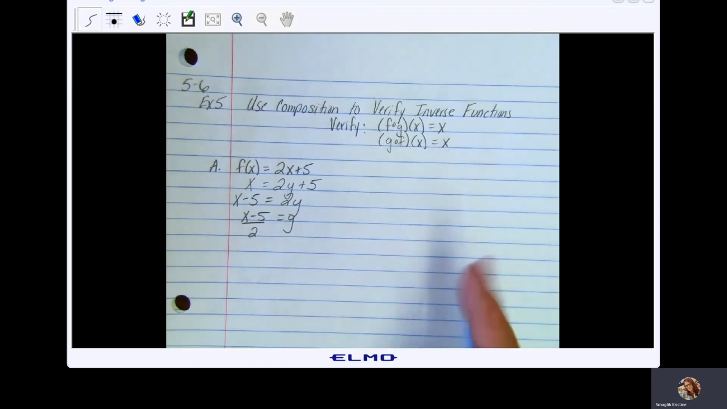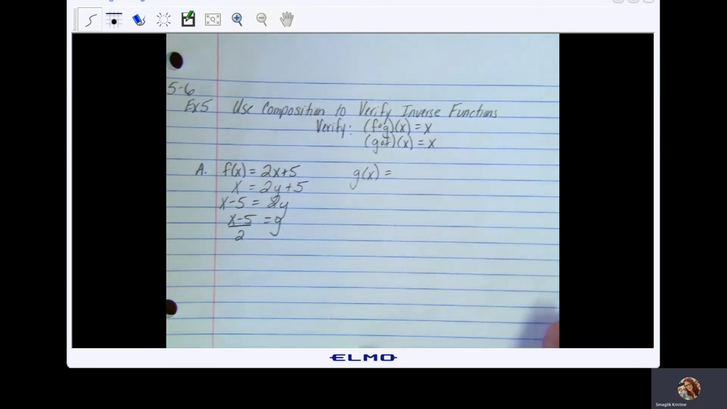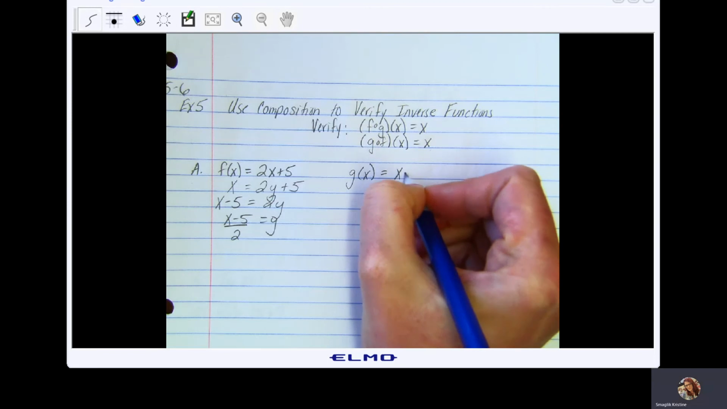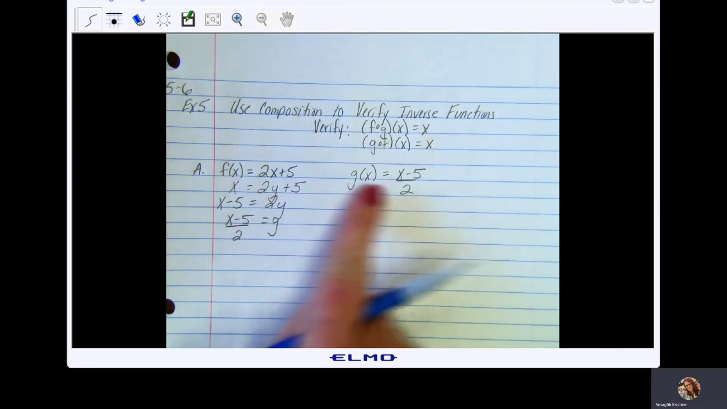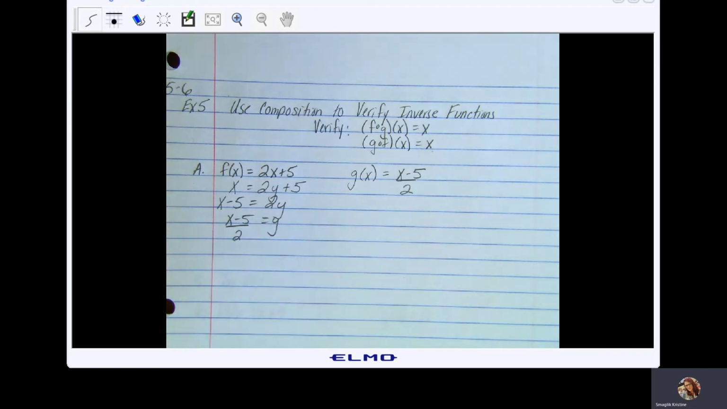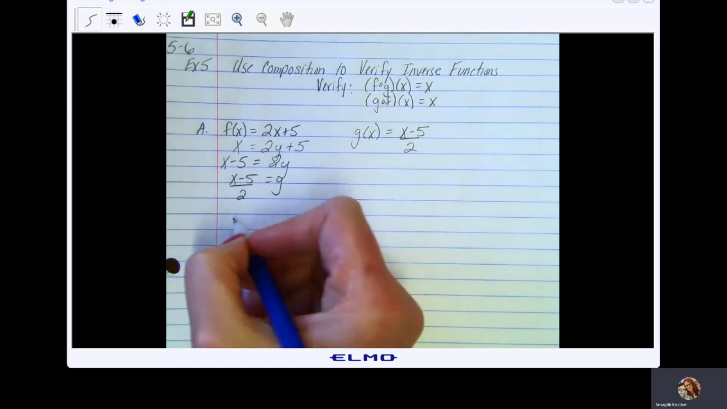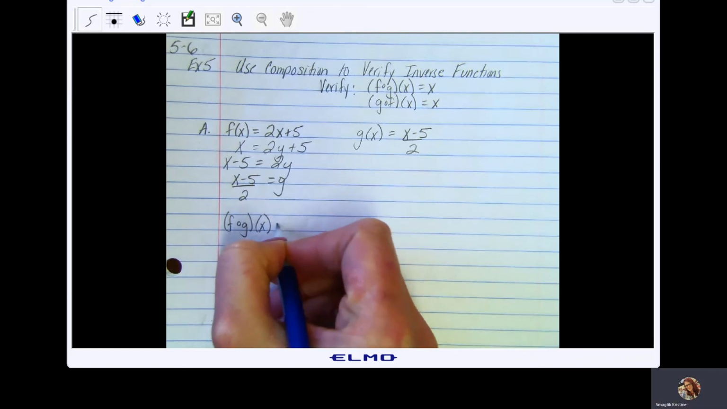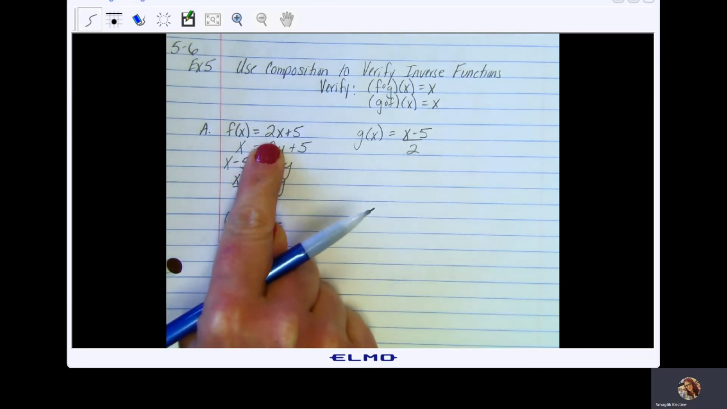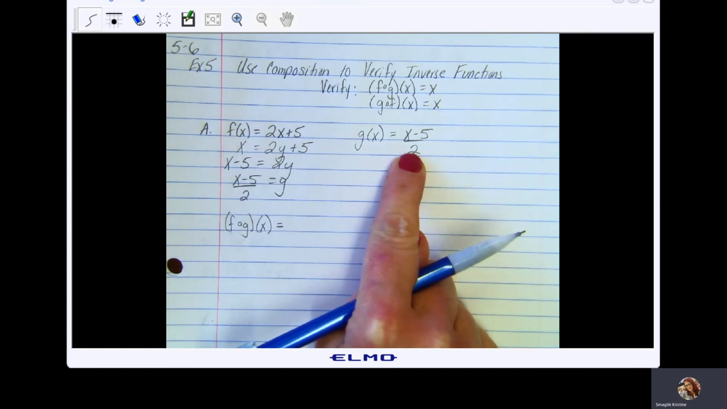So now let's write that as g of x. And that is my inverse. We already know these are inverses. We went ahead and we showed that. Now let's run it through the test. First, I'm going to do f of g of x. So I'm going to take my function f, and wherever I have the x, I'm going to put in my g of x.